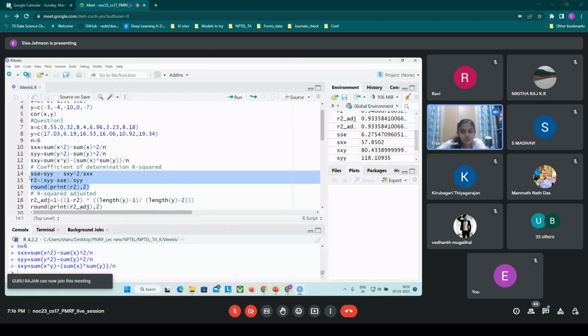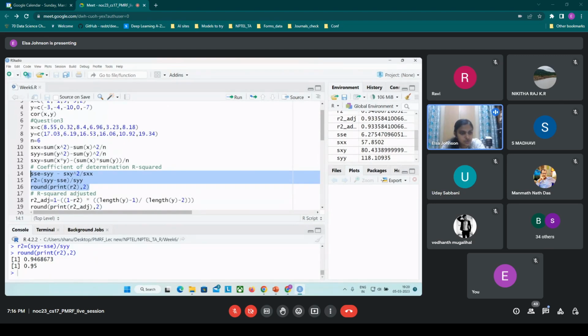Okay, so if you run this particular thing, and we will, what you will do is round the values and print it, round it to two values and print it. So if you do that, you'll be getting the r square value as 0.94. If you round it, it is giving us r square value as 0.95. So can you tell me if this model is a good one, or is it okay?